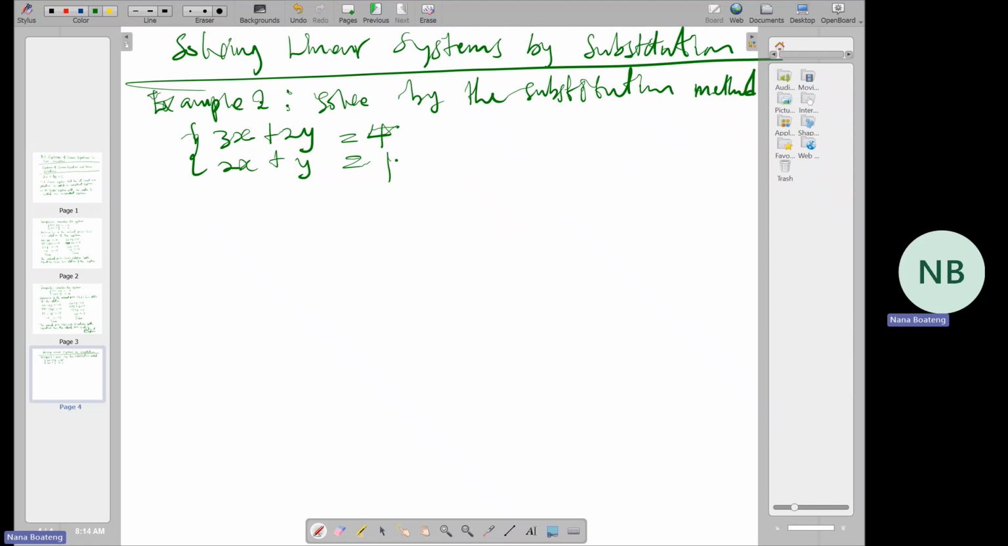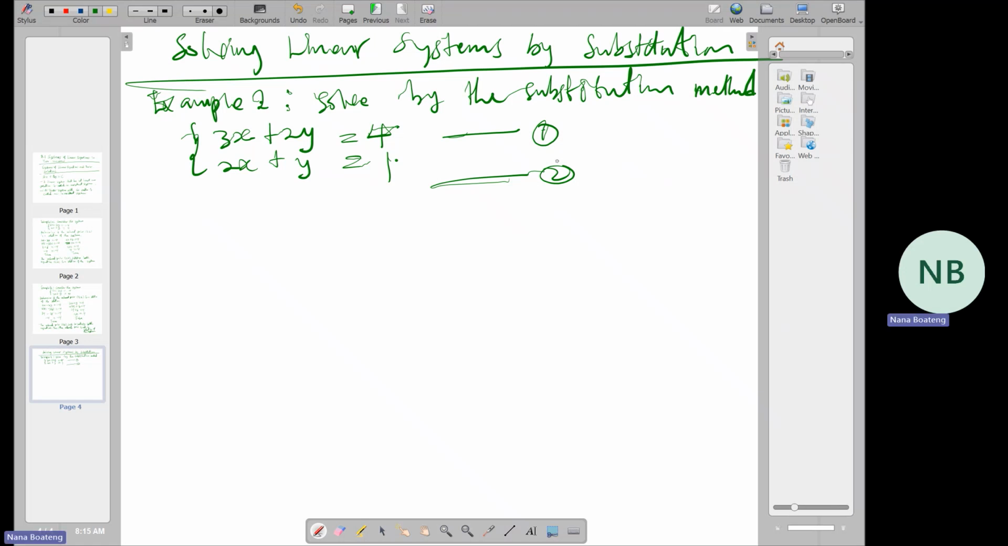All right, so by the substitution method, what we do, we try to first express one of the equations in terms of either y or x, and afterwards we substitute that value into the second equation. So first of all, let's label this equation. This is equation 1. Let's label this as equation 2.